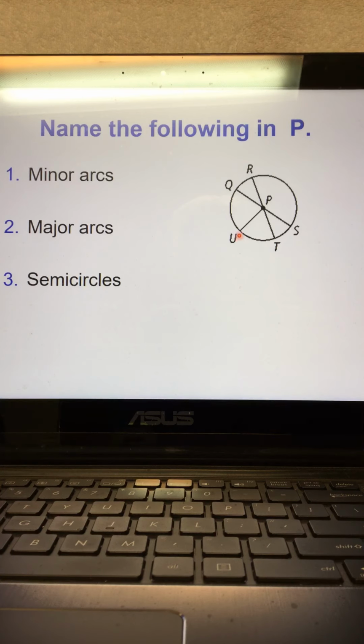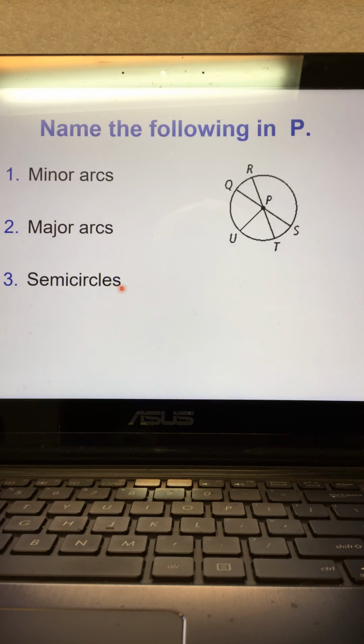I could have even gone U to R. That would be a minor arc because that's less than a semicircle. I could have gone T to Q. I could have gone S to U. I could have gone S to, did I say Q to T? So there's several minor arcs you can name there. Major arcs have to be bigger than a semicircle.